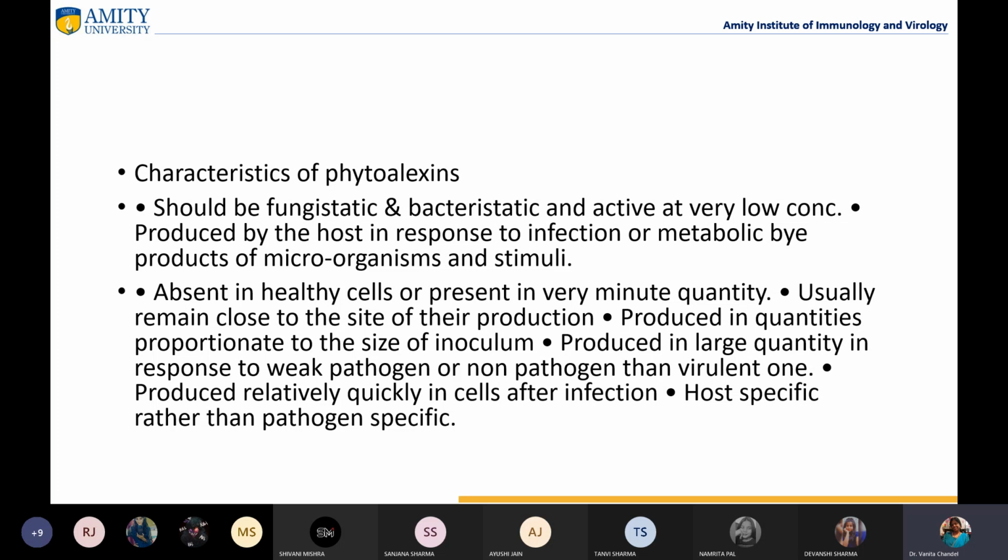These phytoalexins are absent in healthy cells, or if they are present, it is in a very small amount, so their concentration increases many fold when the plant is infected by certain pathogens, right? Usually they remain close to the site of their production. They are produced in quantities which are proportionate to the size of the inoculum. So if the inoculum size is more, they are released more. Then they are produced in large quantities in response to weak pathogens or non-pathogens than the virulent ones.